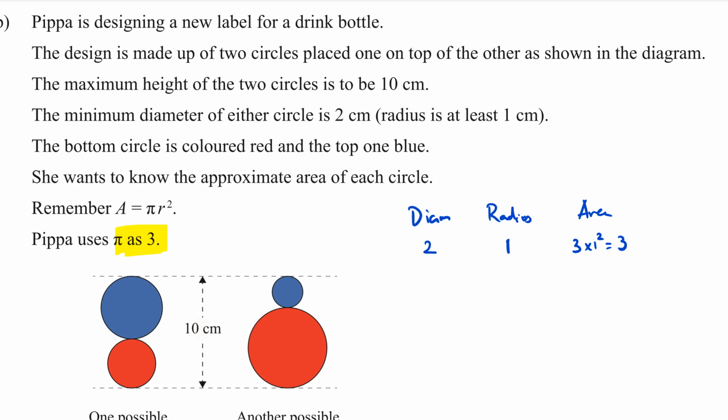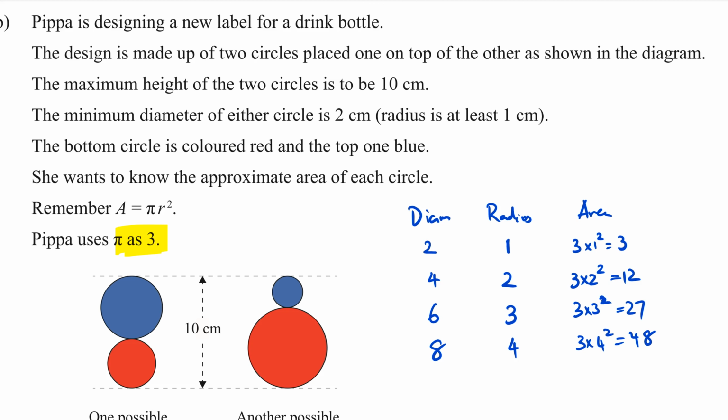Now look at the radius when it's 2, for example. If the radius is 2, then the diameter is equal to 4. So she's going to get 3 times 2 squared, which equals 12. And then if the radius is 3, then the diameter is 6. So 3 times 3 squared equals 27, which is the area. And then when the radius is 4, the diameter is 8. So 3 times 4 squared is 48.